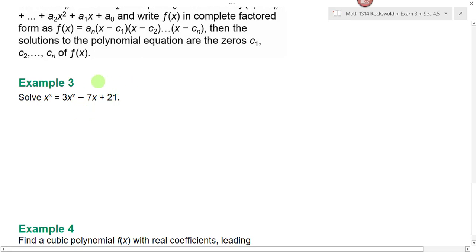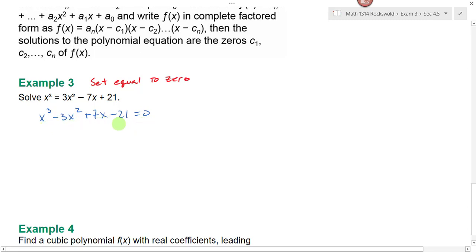Alright, in example 3, we're asked to solve this polynomial equation. In order to solve this, I first have to set it equal to 0. So I'm going to move all of these terms over here to the other side so that my leading term is positive. That's going to give me x cubed minus 3x squared plus 7x minus 21 equals 0. Do not forget the equals 0 part. If you do, you increase the chance of making a careless mistake and forgetting what you're doing.